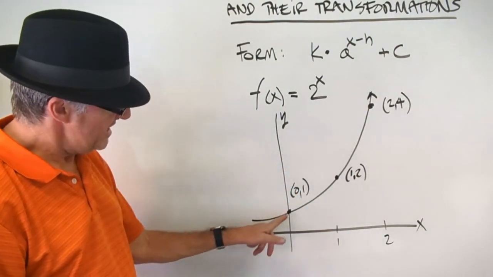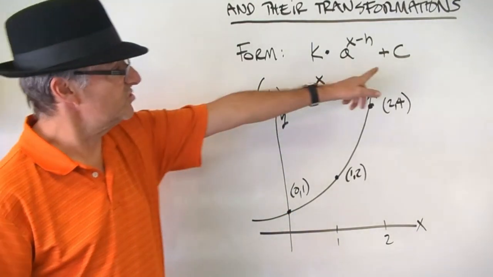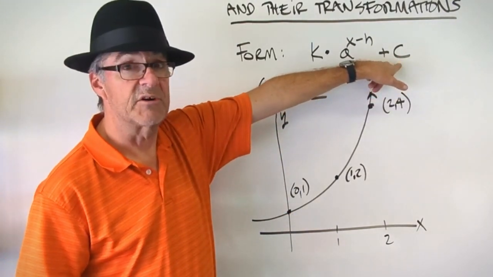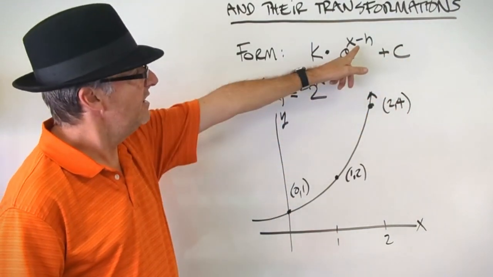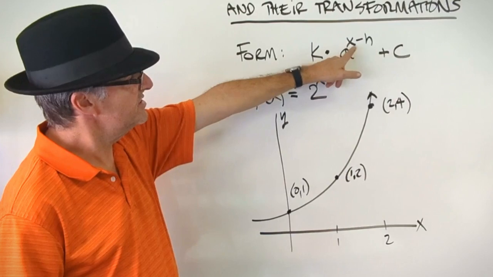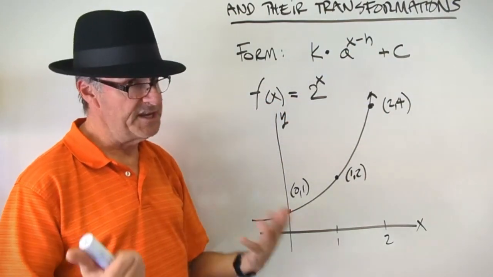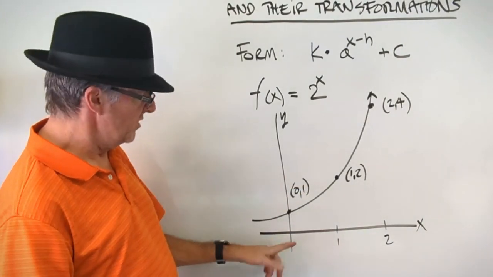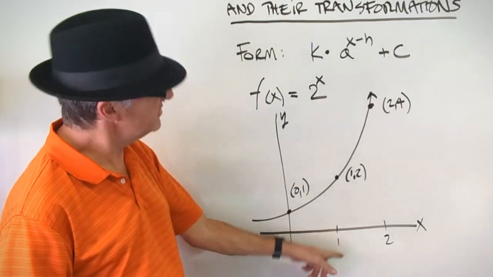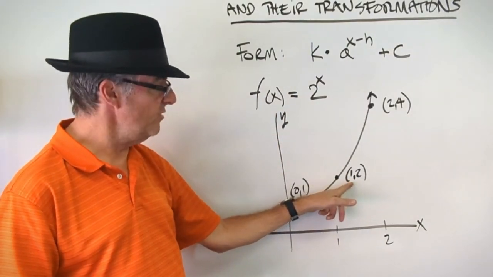Check this out. It goes through the point 0, 1. In fact, most functions, or all functions, if there's no constant out here, it's going to go through 0, 1, because x to the 0 power, 2 to the 0 power is going to be 1. So we go through the point 0, 1. That's when x is 0. And then when x is 1, we have 2 to the 1, which is 2. So that gives us this point, 1, 2.